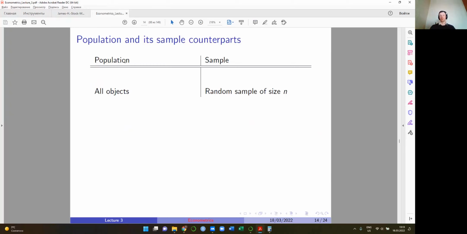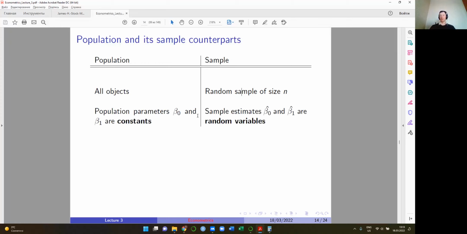So when we talk about population, population consists of all objects. This is something that we have discussed in mathematical statistics. I just want to draw your attention once again to this. Once we talk about sample, the sample contains n elements randomly chosen. Ideally, we want to have a random sample.